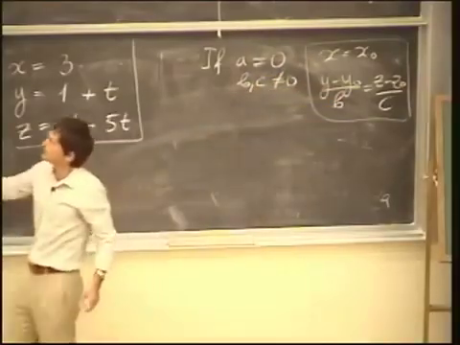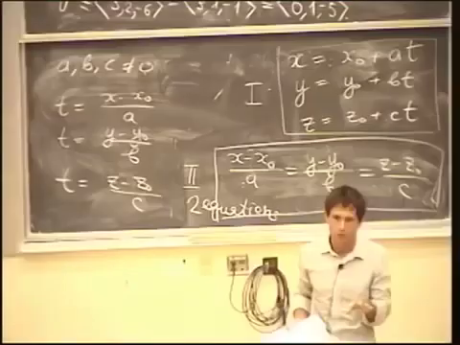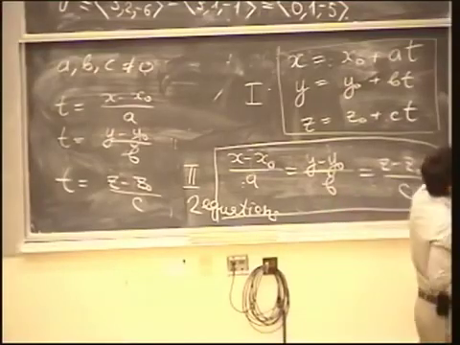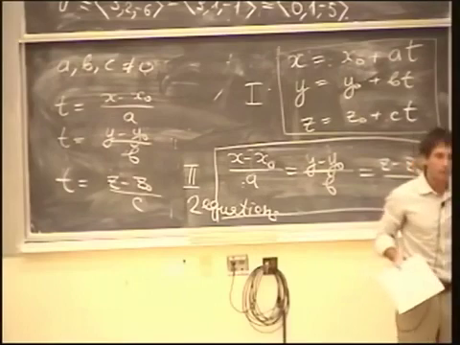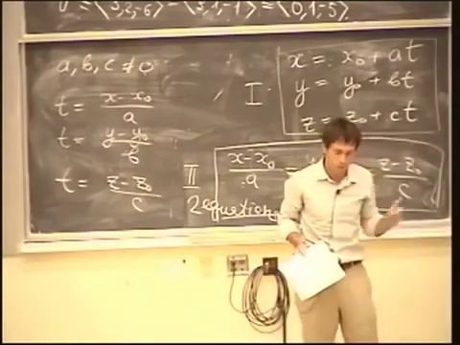So in both cases, in the general case when a, b, and c are all non-zero, or in the special case when a is equal to 0 but b and c are non-zero, we have two equations describing a line. There's also a special case when both a and b are equal to 0, but c is not equal to 0. I'm not going to tell you what the answer is. You'll have to figure it out on your own. But you'll see that it's also two equations.